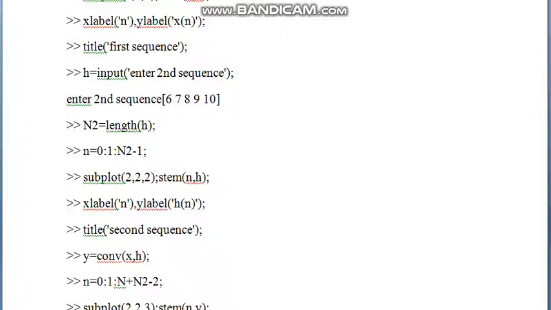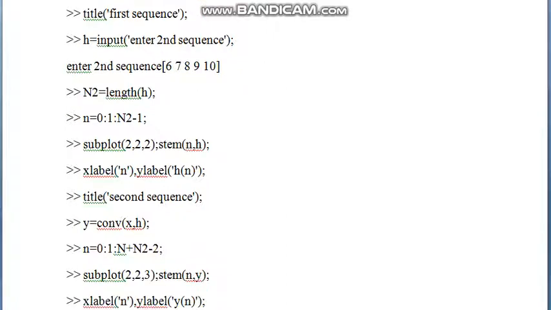Now I'll draw this sequence in the second position. So subplot(2,2,2), and the command used for plotting will be stem(n,h). For labeling the x and y axes, xlabel 'n' and ylabel 'h[n]'. The title given will be 'second sequence'.